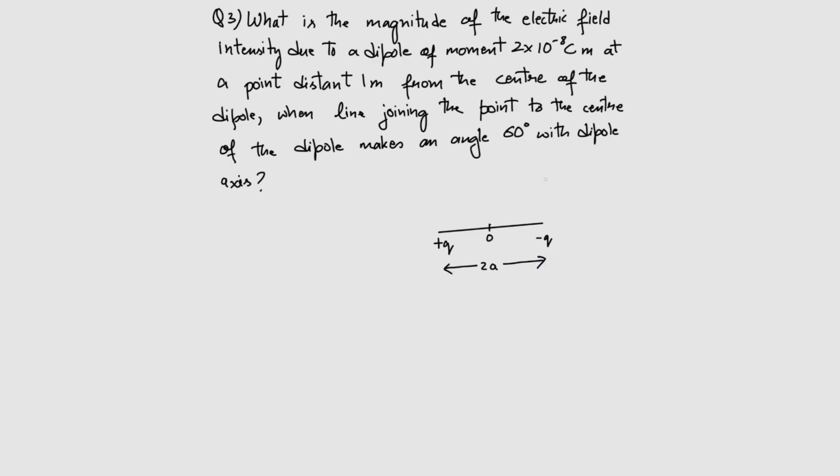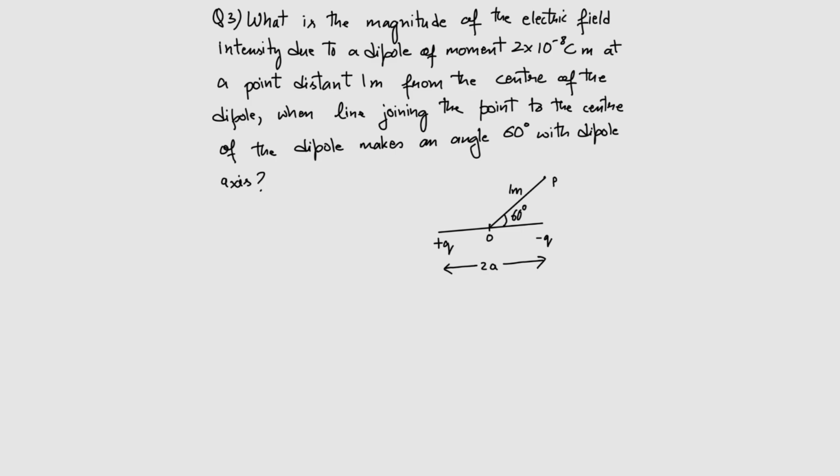So I have a point P here, let's say. This point P is at a distance of 1 meter from the center. The line joining this point to the center of the dipole makes an angle of 60 degrees. So this is my 60 degrees. Fine, so that is a simple diagram for our question.